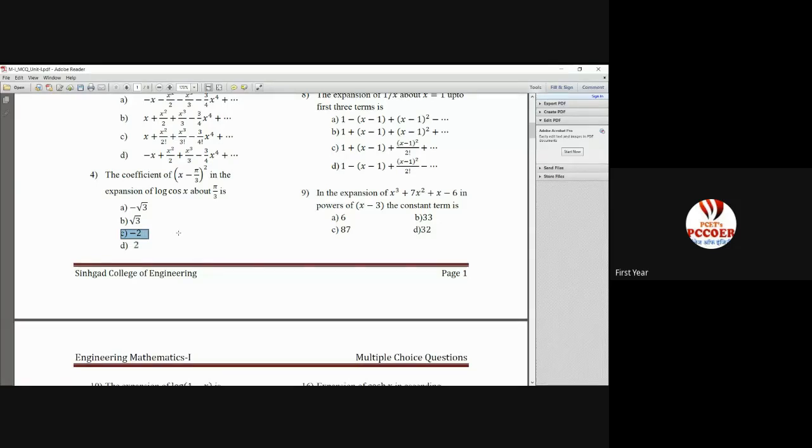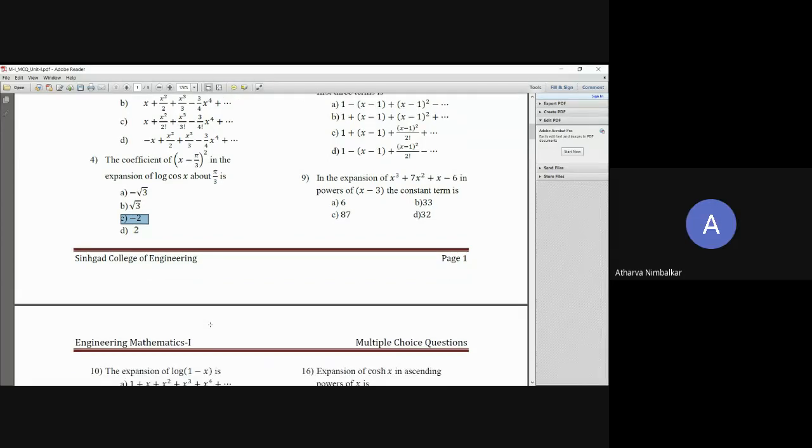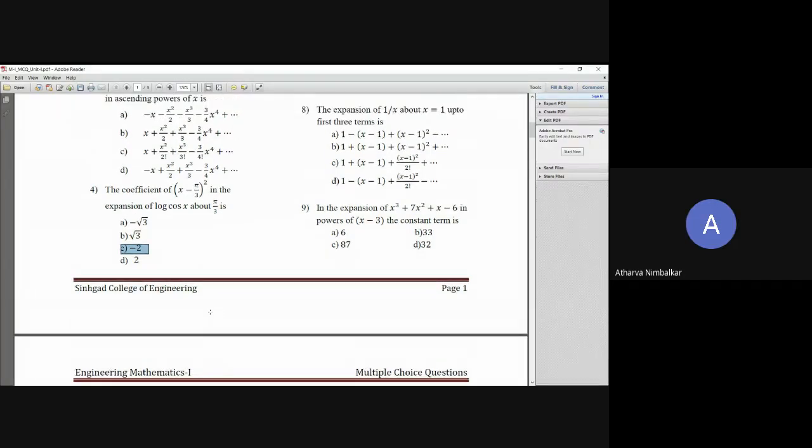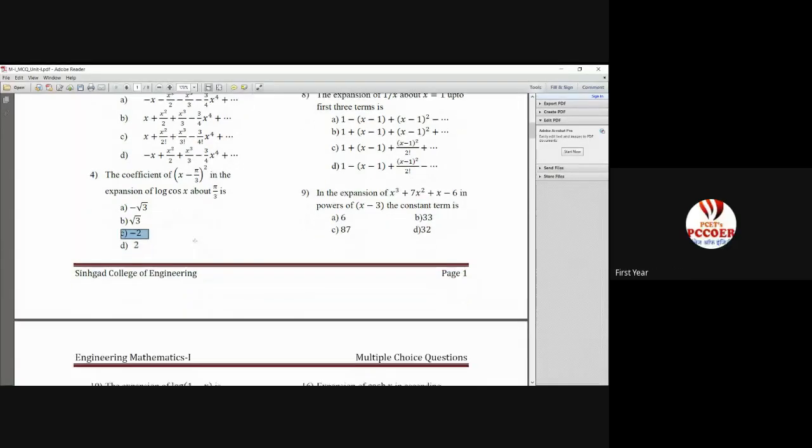Is anybody getting the answer to be 2? Reply quick. The answer is minus 2 only. Okay. So please don't rely entirely on the option. 2 factorial is also there below. Yes. Yeah, correct. But then, yeah, sorry.